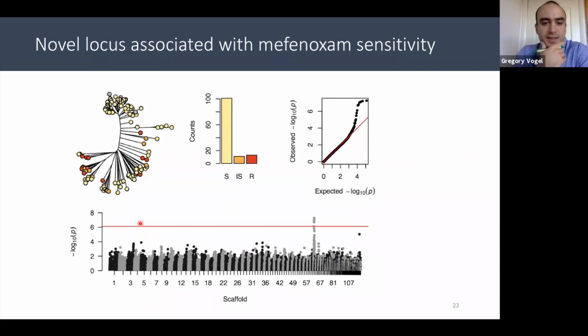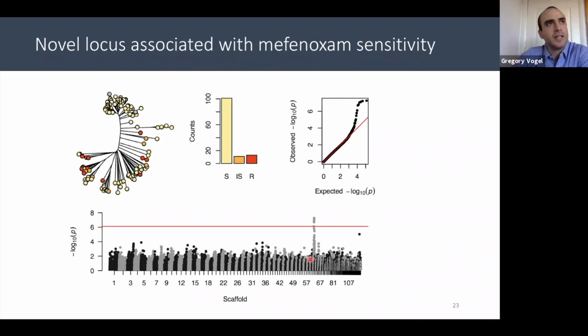Mefenoxam sensitivity was less evenly distributed among the different sites. You can see, for example, this location in Western New York featured almost entirely intermediately sensitive or resistant isolates, whereas fields in Ontario County included mostly sensitive isolates. Still, we were able to find a region of the genome associated with sensitivity to mefenoxam. These are the first results of any experiment mapping mefenoxam sensitivity in Phytophthora capsici.